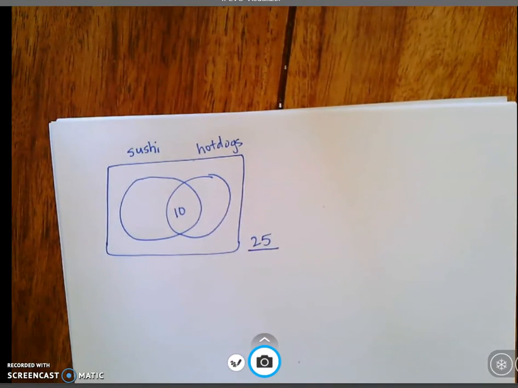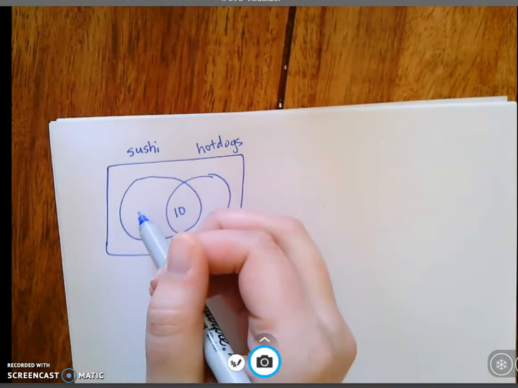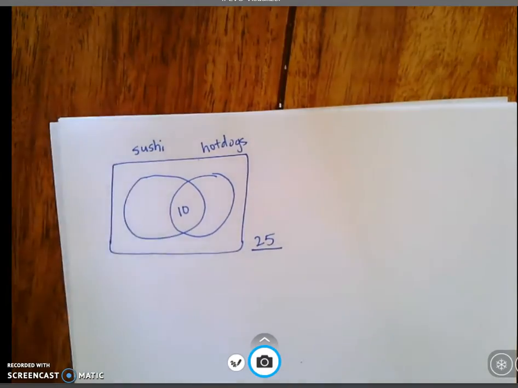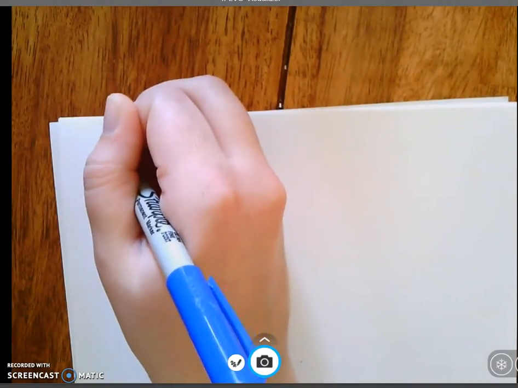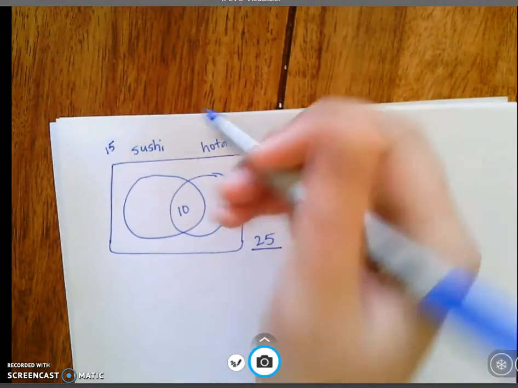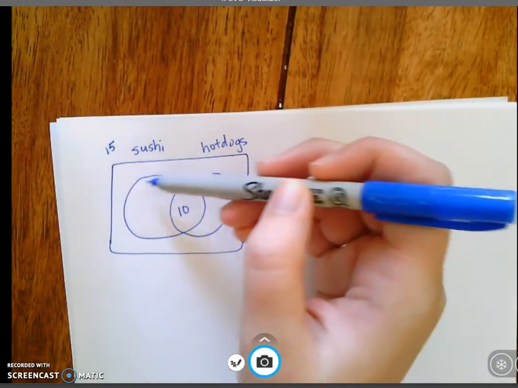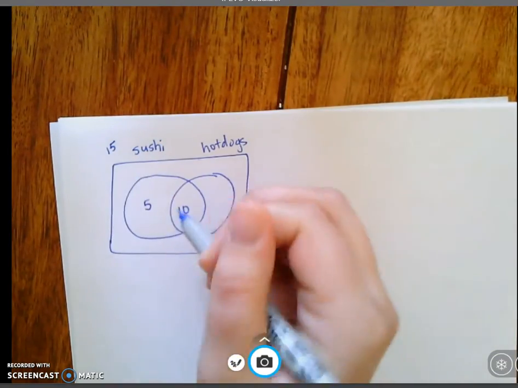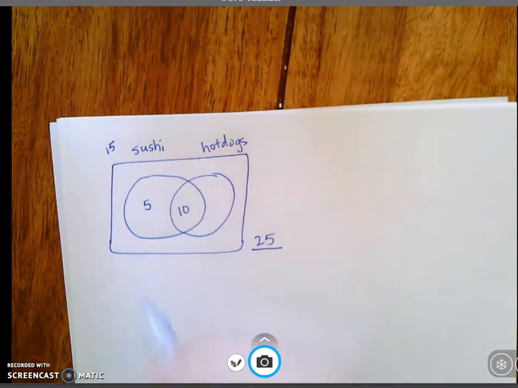Now, it is tempting to put the total number of kids who like sushi in this one. We cannot do that. Let me go back so I remember how many like sushi. It was 15. So 15 actually goes here. Okay, 15 represents the entire sushi circle. So if 15 total like sushi and 10 of those people are here, that means 5 are here, so that the whole circle together equals 15.